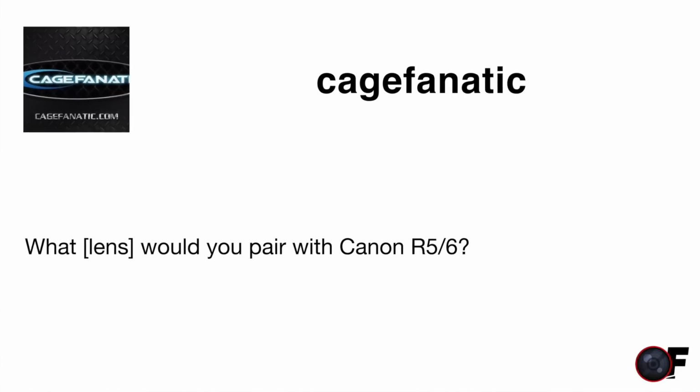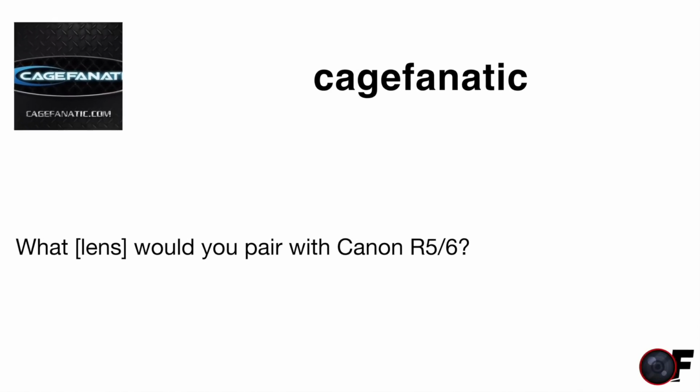Cage Fanatic asks, what lens would you pair with a Canon R5 or R6? Cage Fanatic, I've already gone out and bought my lens. The first lens that I bought is the 24-105 f4, not the f4 to 7.1. This is the L series lens with weather sealing. And I think this has got to be one of the best all-round general purpose lenses for either camera, for both photo and video. You've got all the major focal lengths.